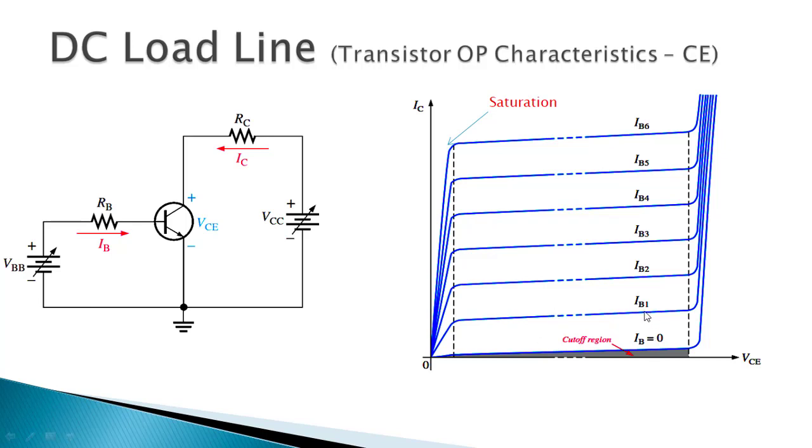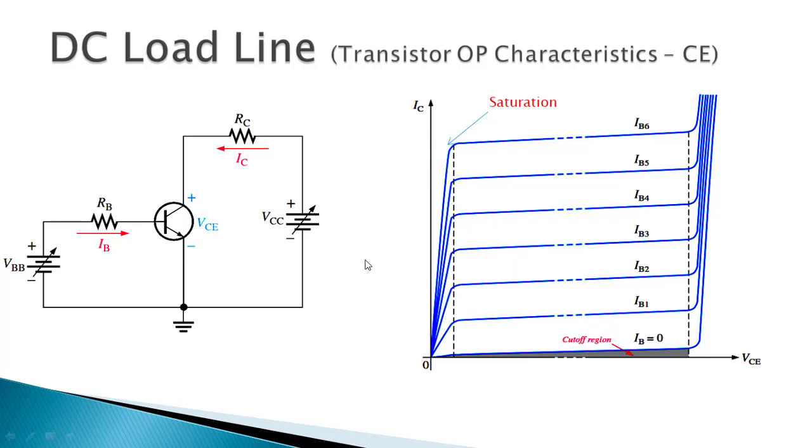And further, if the base current is increased, the IC also increases, so the corresponding output characteristics are shown like this. If the base current is 0, then the collector current is almost 0. This point is called the cutoff point, and this region is called the cutoff region. If the base current is maximum and the collector current is also maximum, it is very close to the IC line. This region is called the saturation region, and this point is called the saturation point.